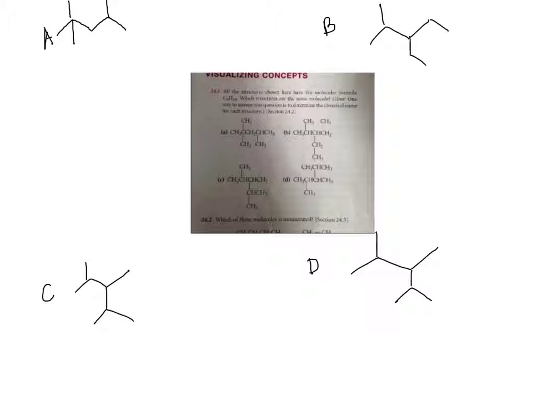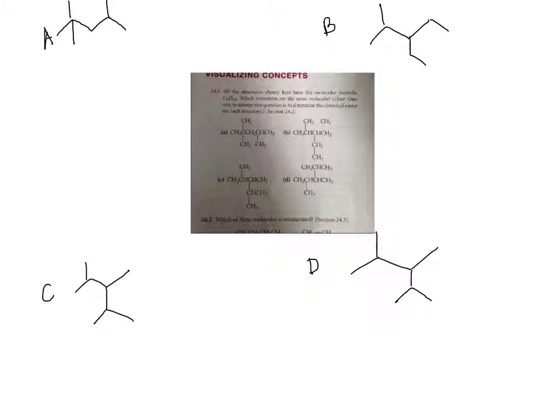So the first thing when we talk about naming alkanes, and this is an alkane because there's only CH bonds in this molecule, there's only carbon-carbon single bonds, no carbon-carbon double bonds or carbon-carbon triple bonds. So these are all alkanes. So when we name alkanes, we want to identify the longest carbon chain, also called the parent chain. Then we're going to want to identify any substituents, so any methyls, ethyls, isopropyls.